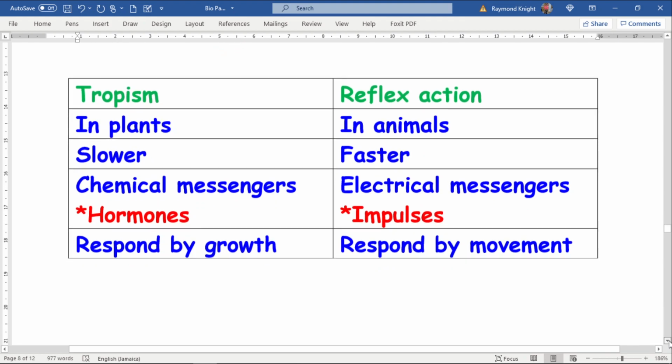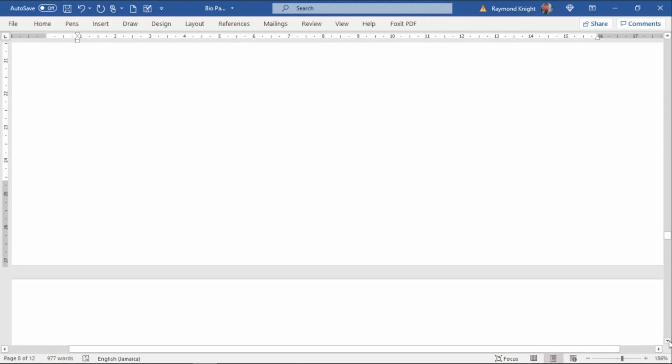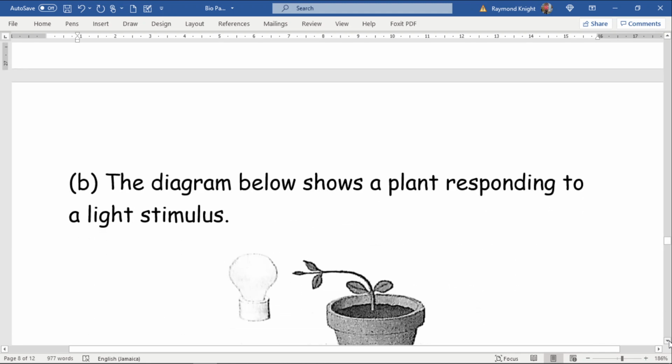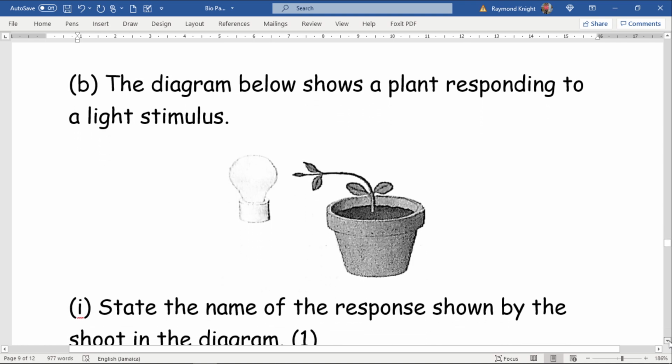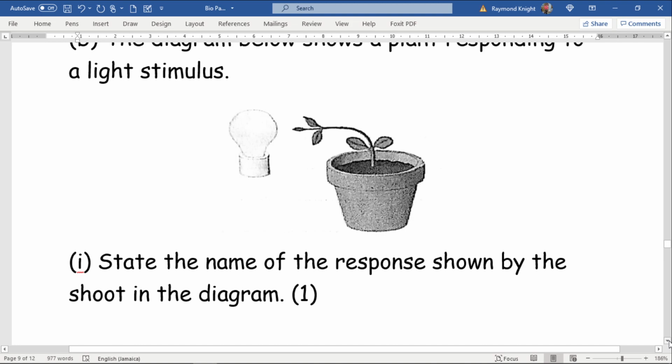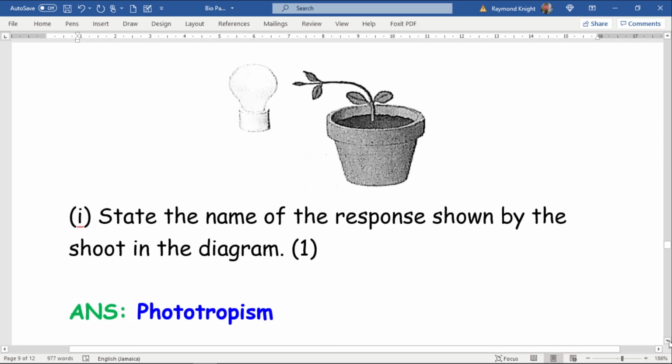All right. Now let's go to the next part of the question, and we're almost there. The diagram below shows a plant responding to a light stimulus. So the light is there, and the stimulus is there. Part 1 reads: state the name of the response shown by the shoot in the diagram. What do you notice about the shoot? The shoot is going towards the light, correct? So this is called phototropism, because tropism is a growth response, and it's responding to light.